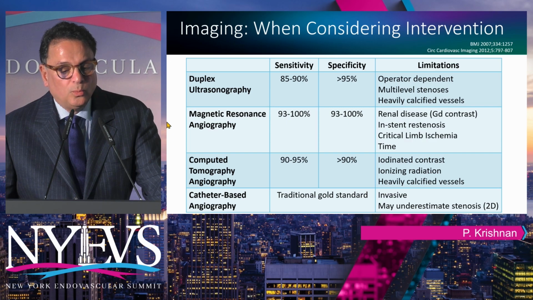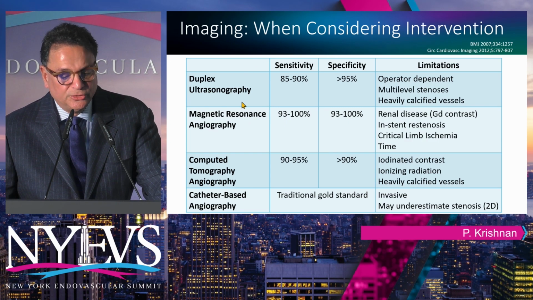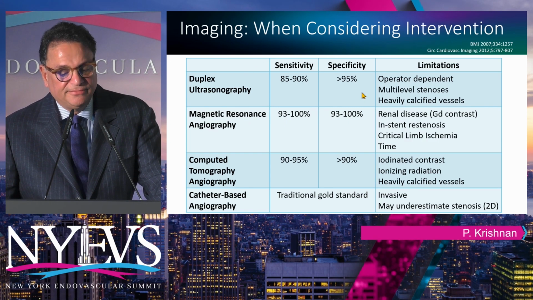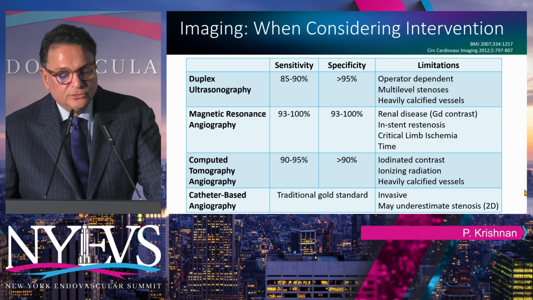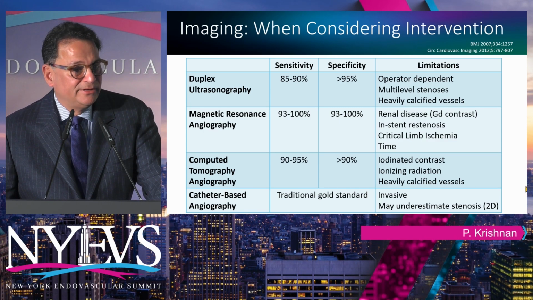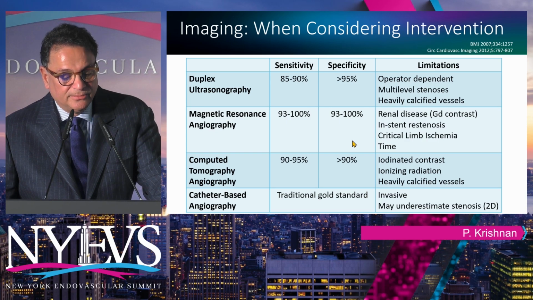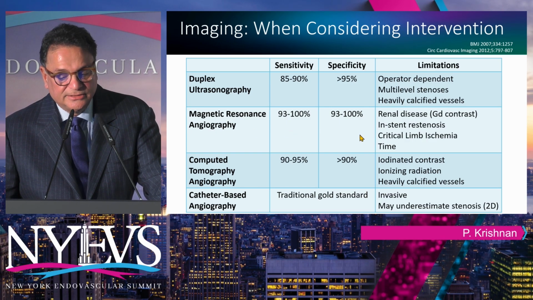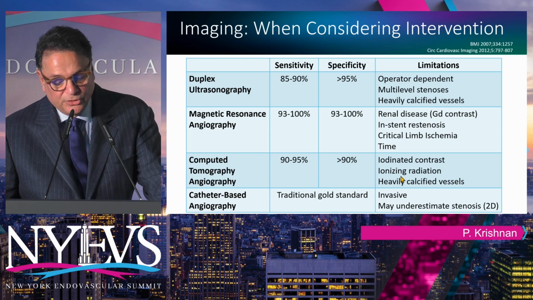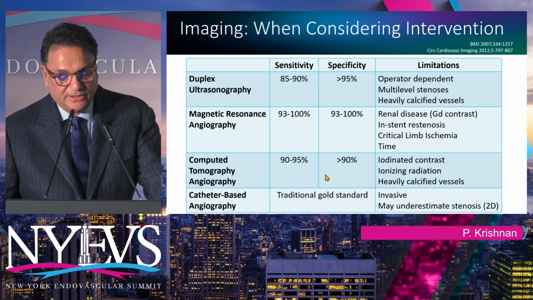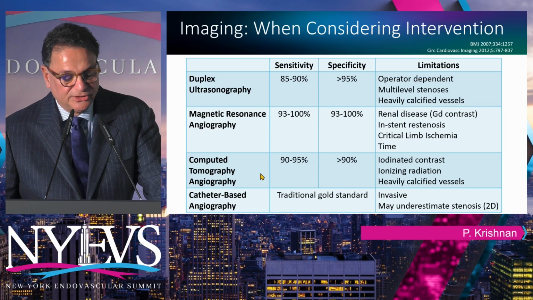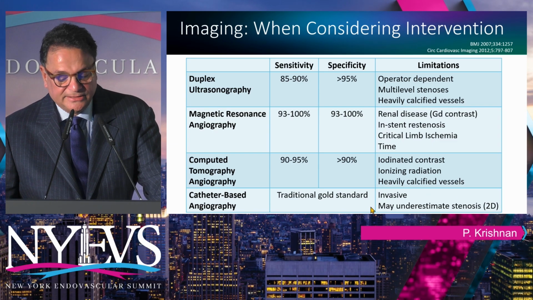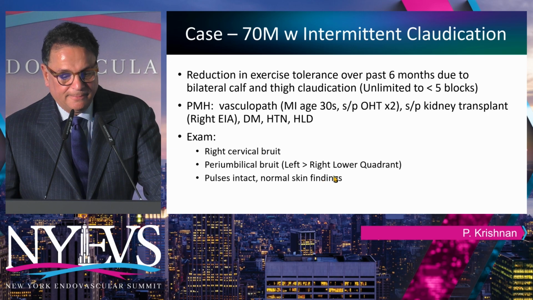So again, what imaging to consider? For duplex, very specific, very sensitive, but it's operator dependent, we talked about that. I use it for multi-level stenosis or heavily calcified vessels if I need to. MRI, again, very sensitive, very specific. Again, it's got its issues. To CT, again, very sensitive, very specific. Again, you have to use contrast, radiation, and heavily calcified vessels are an issue with CT. And then catheter-based angiography only if you're going to intervene.